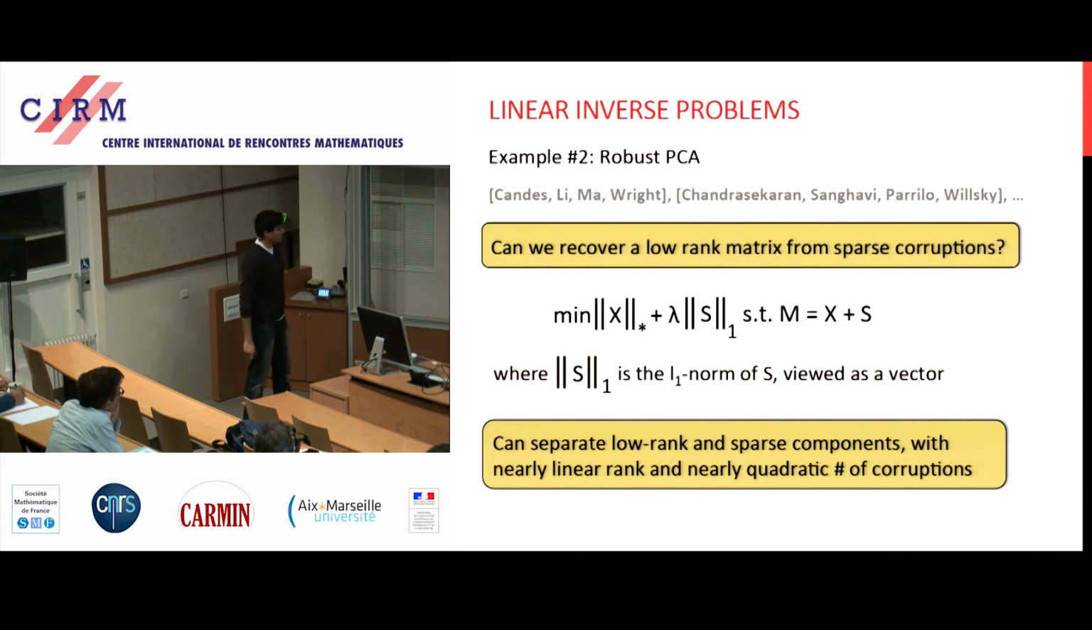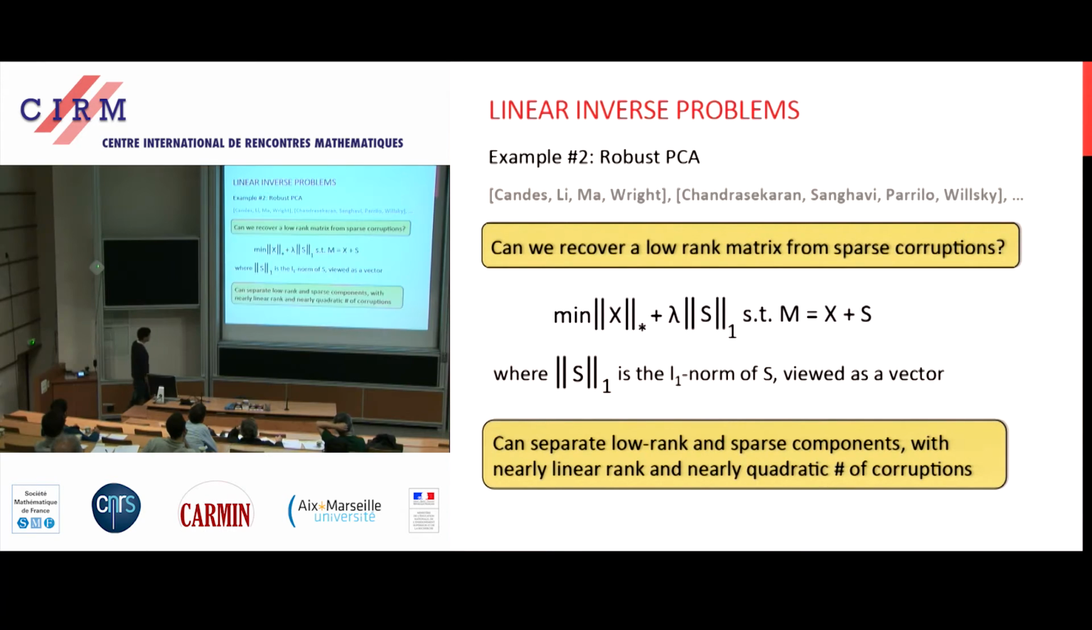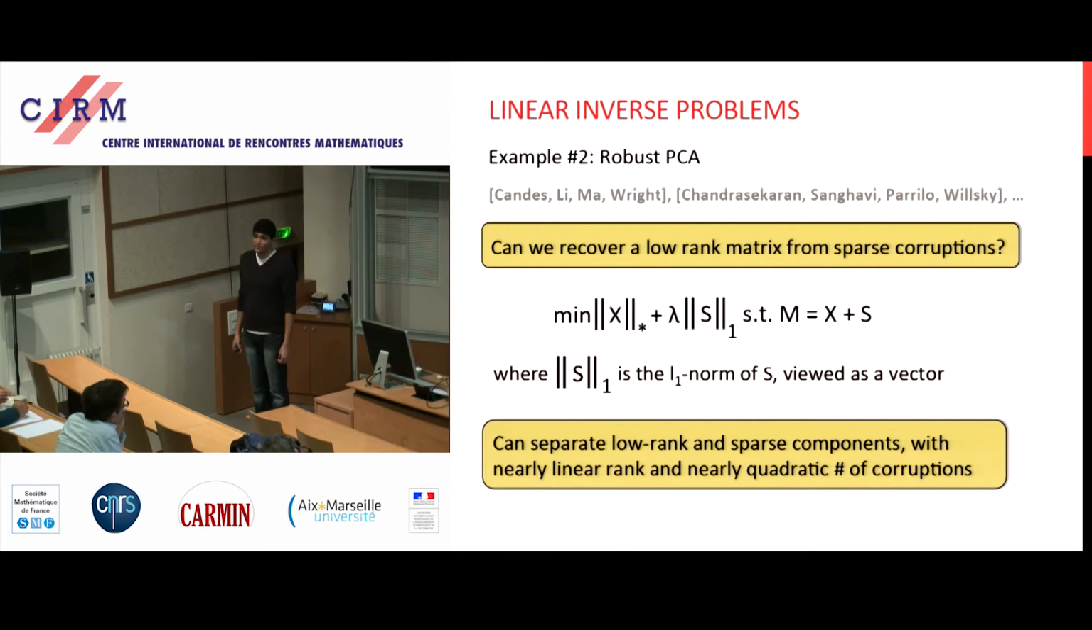So it turns out that you can separate low rank and sparse components even with nearly linear rank and a nearly quadratic number of corruptions, which is cool. So the goal here is to estimate x or the x plus s? The goal, well, they're the same thing, because if you get x, you get s. So it's really to denoise the corruptions.